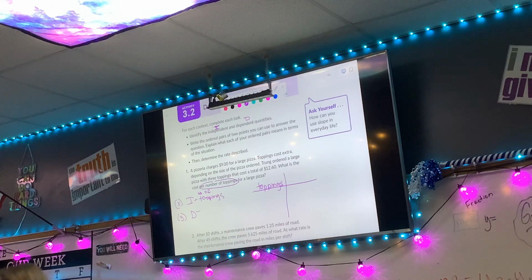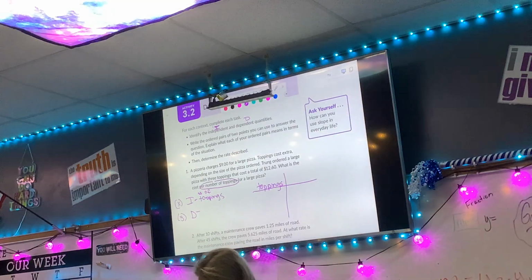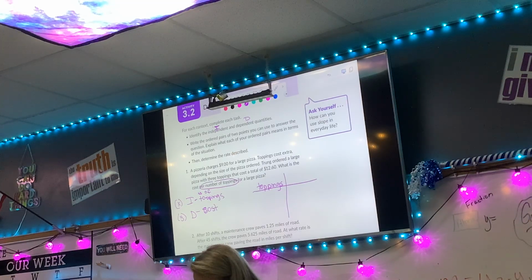On your work tomorrow, there are only 7 questions, but there are 21 answers because you have to pick the independent, you have to pick the dependent, and then you have to find the rate of change. Okay? So if you get these wrong, it's going to count you points off, so you've got to be careful with that. Okay, what is your dependent? The cost. Or could you put a $ sign? Yes.